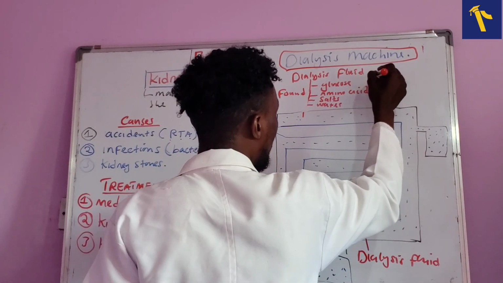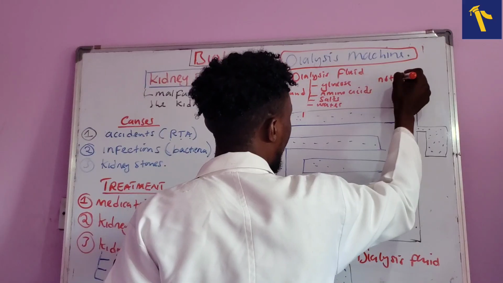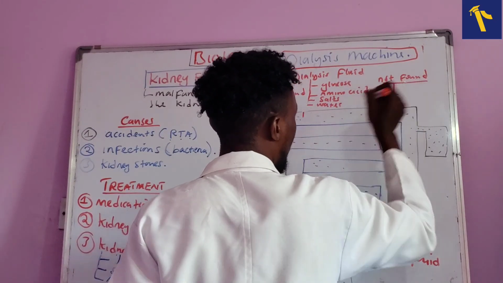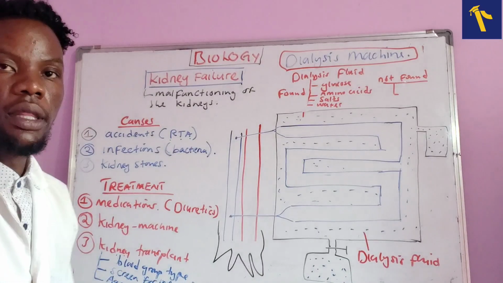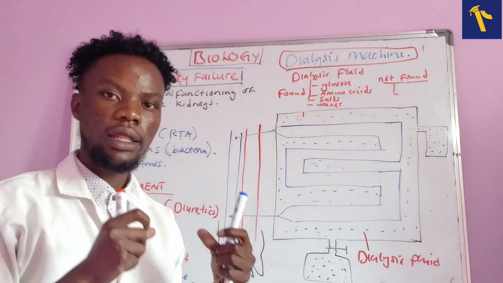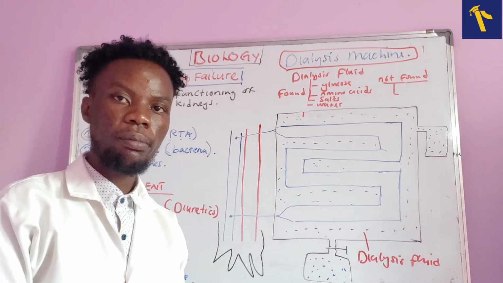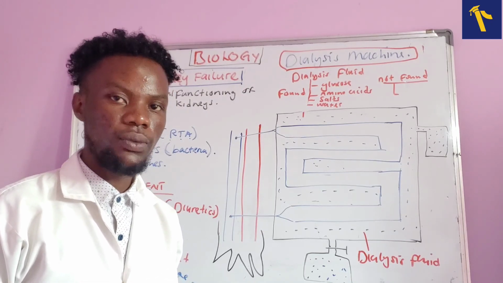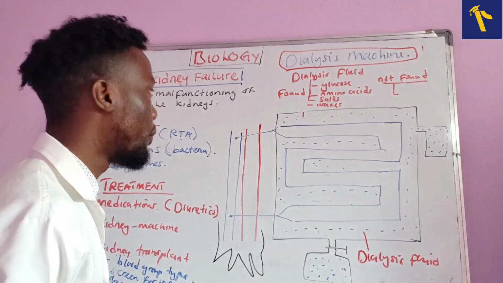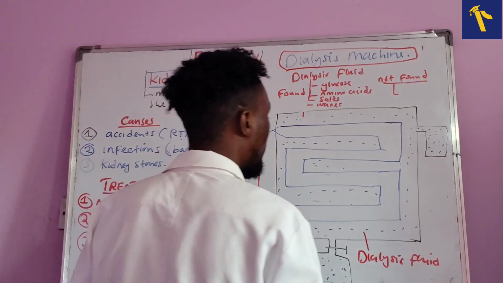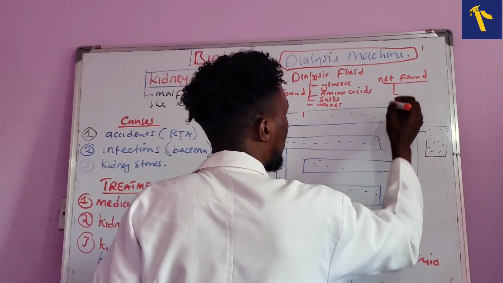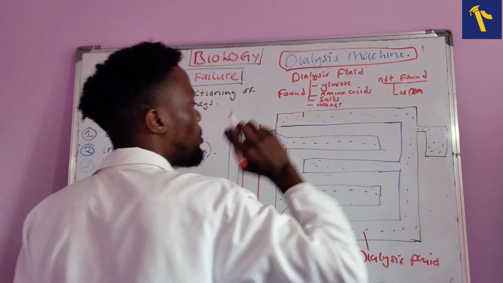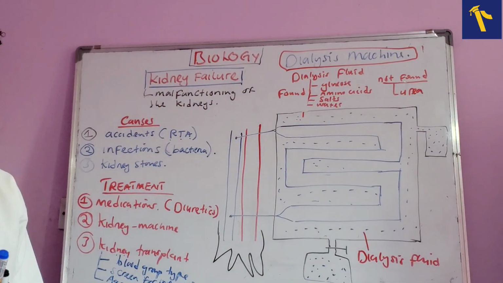Okay? But the things that you can't find in the dialysis fluid, you are going to be asked again. They are going to ask you what are the components that you can't find in the dialysis fluid. What can you say? It is what? Urea. So urea can't be found in the dialysis fluid. So here it is, the urea. This is the most important component that you need to understand.